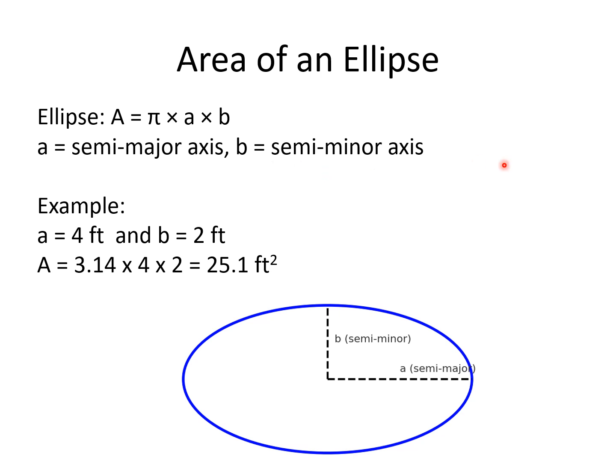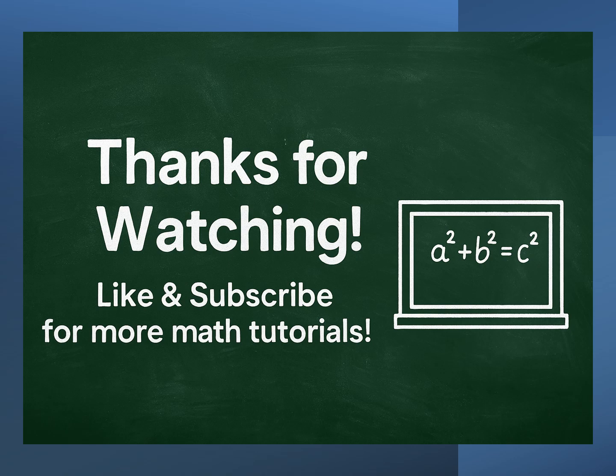So in this example, we're going to have A, which is the semi-major axis, is 2 feet. B, the semi-minor axis, is 2 feet. So the area now becomes pi times 4 times 2, which is equal to 25.1 square feet.